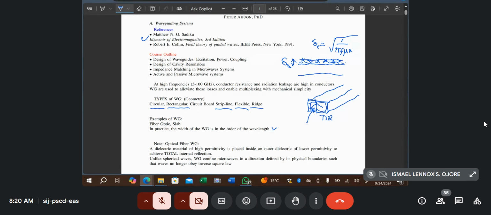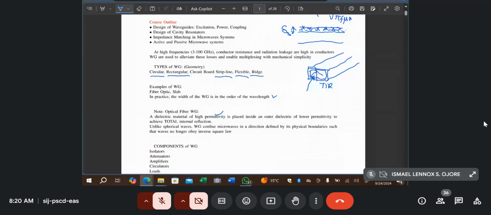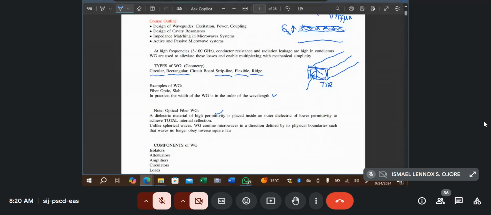resistance that may be on the wall, because that brings the impurities of the waveguide. So the dielectric material, normally of high permittivity, is placed inside an outer dielectric of lower permittivity to achieve the total internal reflection. Okay, so it will confine these waves inside the physical boundary. So the waves now do not obey the distance law, the inverse square law that we normally talk about, because of this total internal reflection.